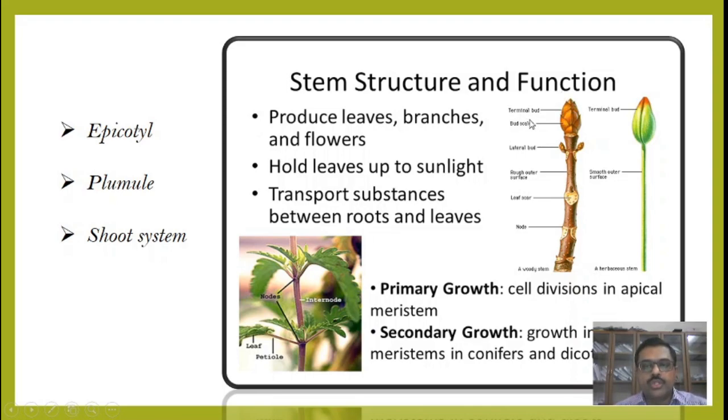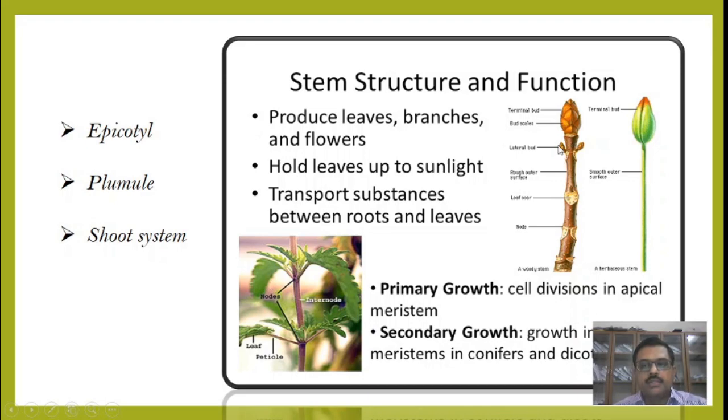There are buds at two positions of a stem. At the tip of the stem we find the terminal bud or apical bud, which is responsible for elongation of the stem, helps the stem in growing upwards. There are axillary and lateral buds which are responsible for the formation of branches towards the lateral sides of the stem.